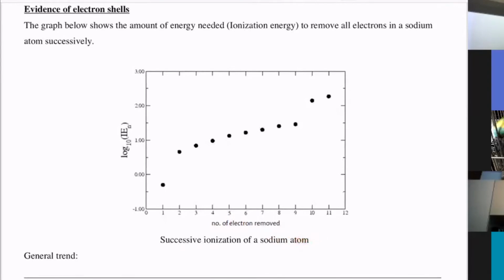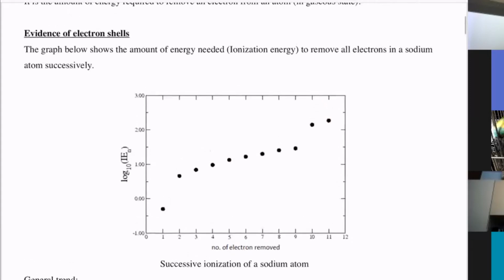So what does it mean? This dot represents the energy required to remove 1 electron, the first electron, from sodium. And this dot represents how much energy is needed to remove the second electron from sodium. And that's the 3rd electron removed, 4th, 5th, and then up to the last electron removed from sodium.